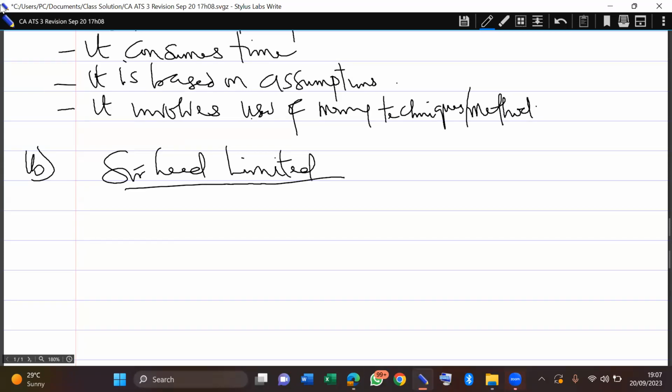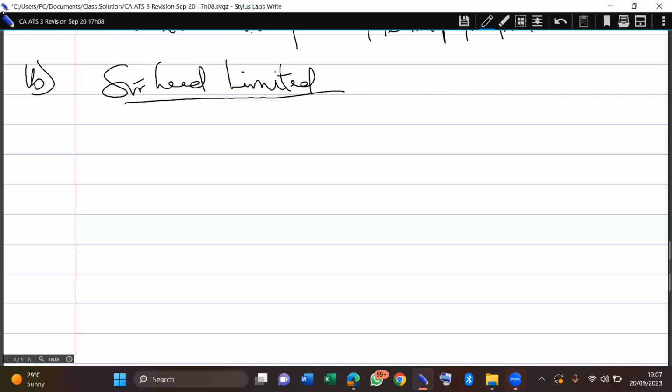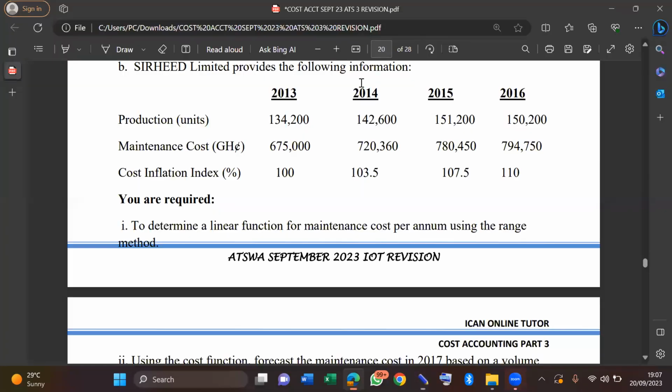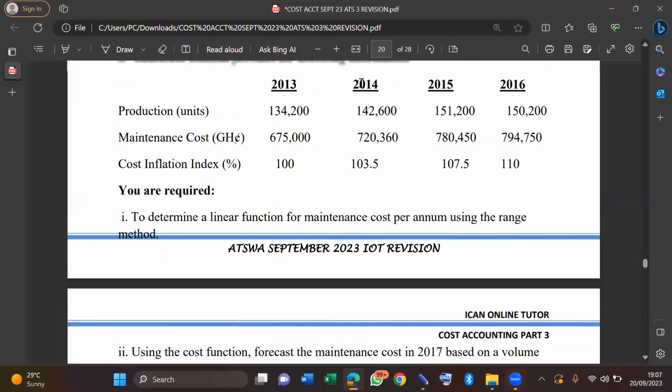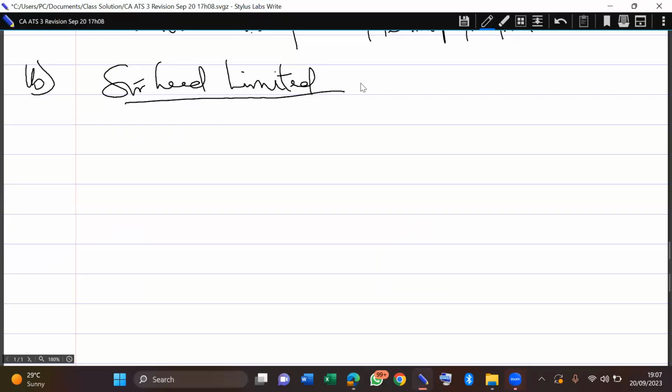What do we think they are referring to there? Provide the following information: production in units, determine linear function. So call it determination.